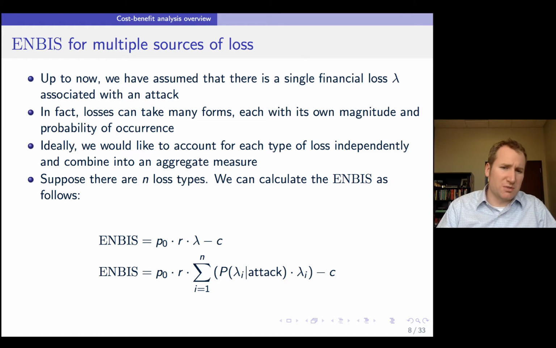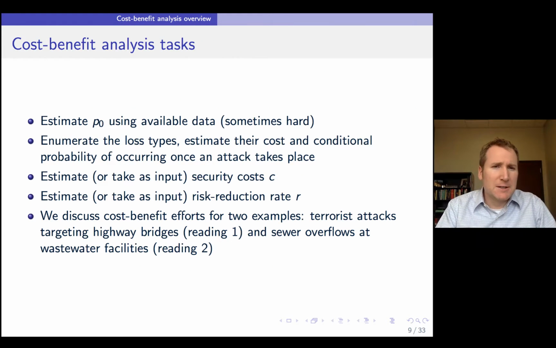All we're doing is taking this single loss lambda and converting it to a sum over n component losses, and each one is computed by giving the expected loss in each case. So it's the probability that a particular loss is going to occur given that an attack happens, times that loss value. You add it up for all the types and you get an aggregated loss. So why introduce this wrinkle to our formula now? Well, with cost-benefit analysis, we're very careful to try to systematically estimate things like the loss, and decomposing into parts is one way to do that.